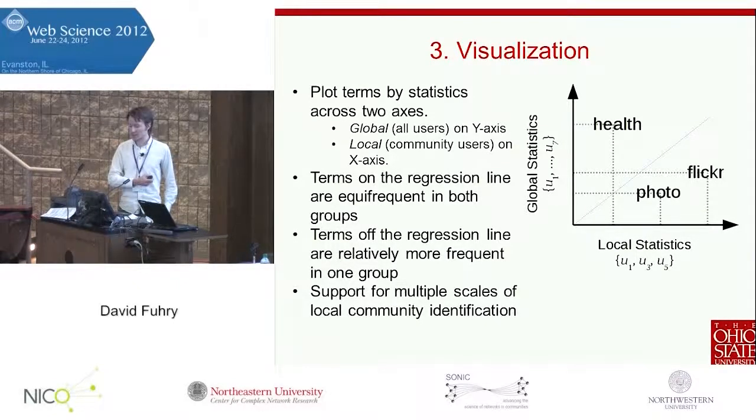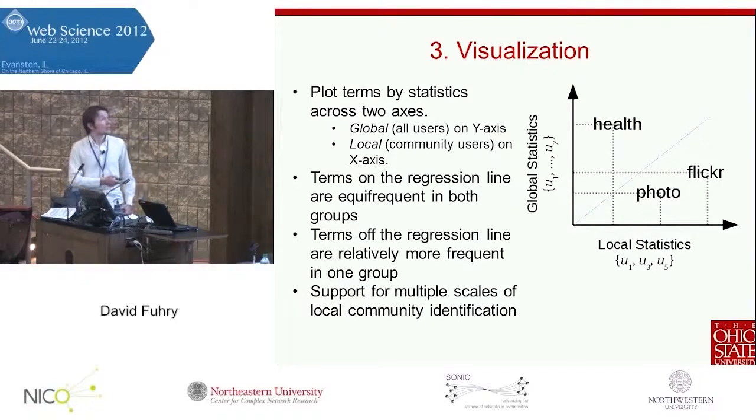Second lastly, the step that we look at is visualizing these, because our work is to present a visual analytic framework for this. And what we do is plot the terms by their statistics. So on the y-axis, we'll put the global statistics, so the term frequency distribution out of the entire social network, for instance. And on the x-axis here, we can plot the local statistics, meaning for this community of interest, here's their term frequency distribution. So we can see in this toy example that, for instance, certain terms are much more relatively frequent locally than they are globally.